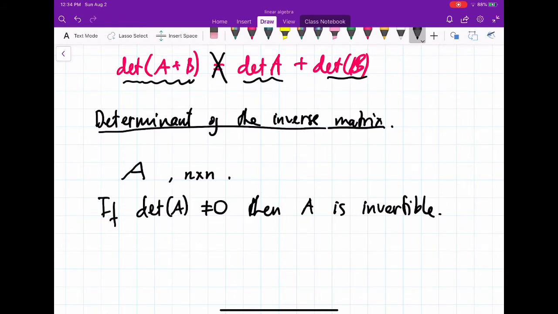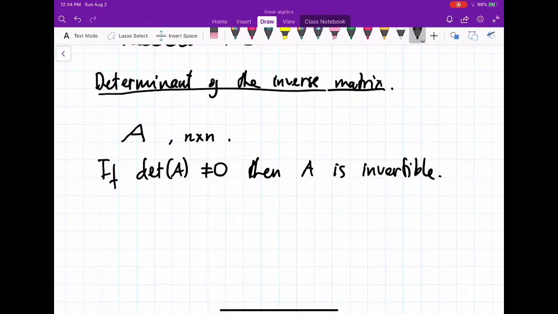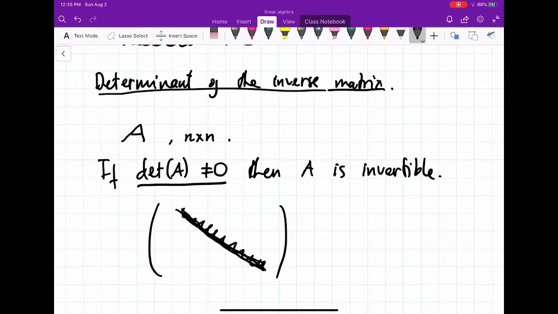Because we use elementary operations to convert A into row echelon form, right? And if that row echelon form has all non-zero entries on the main diagonal, like this, if all entries in here are non-zero, then the determinant of A is just the product of all entries on the main diagonal, because this is a triangular matrix, right? So if the determinant is not 0, then A is invertible. That's it.